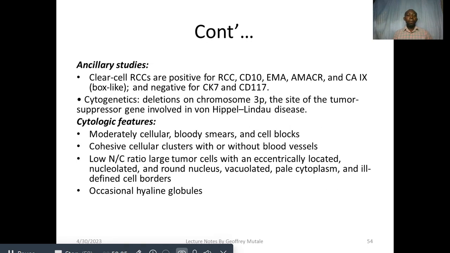Cohesive cellular clusters with or without blood vessels can be seen, and then we also appreciate the low nuclear cytoplasmic ratio, large tumor cells with eccentrically located nucleus, denucleated, and round nucleus, vacuolated pericytoplasm, and ill-defined cell borders. Occasionally, there could be hyaline globules also present.